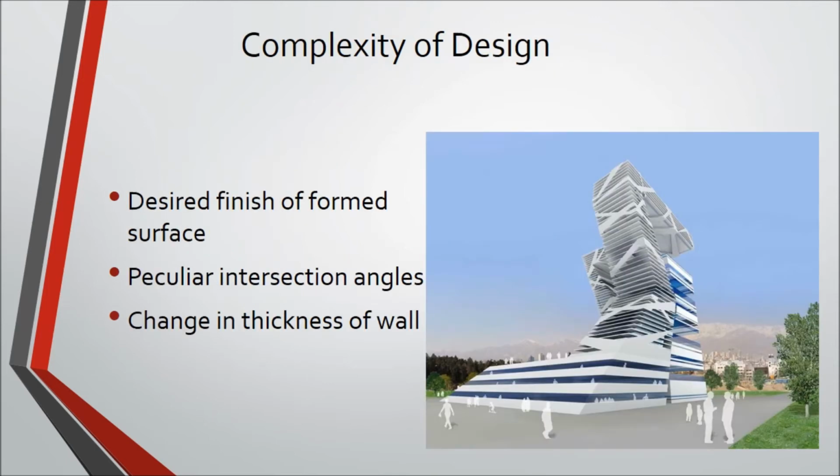The complexity of design creates a problem when the desired finish of the form surface is difficult to obtain with standard forms, or when the structure has peculiar angles every now and then. Even irregular changes in wall thickness will reduce the productivity of formwork systems, as they require frequent adjustments.